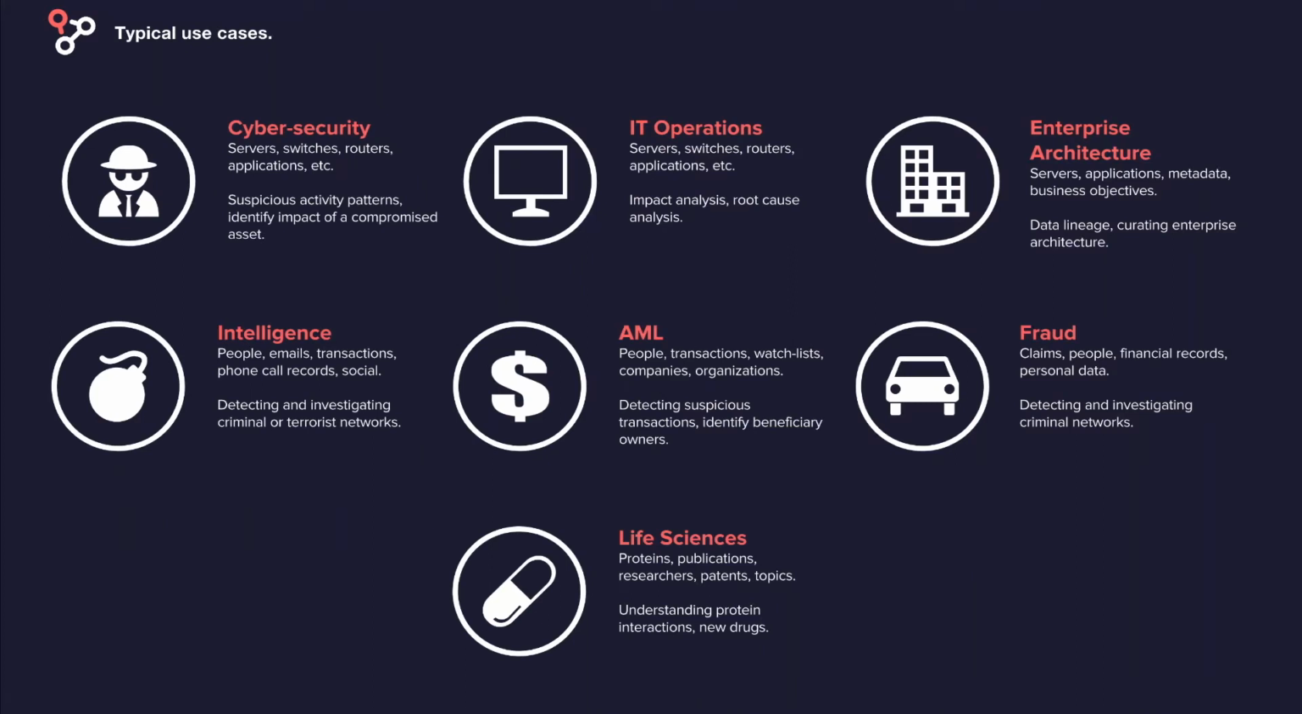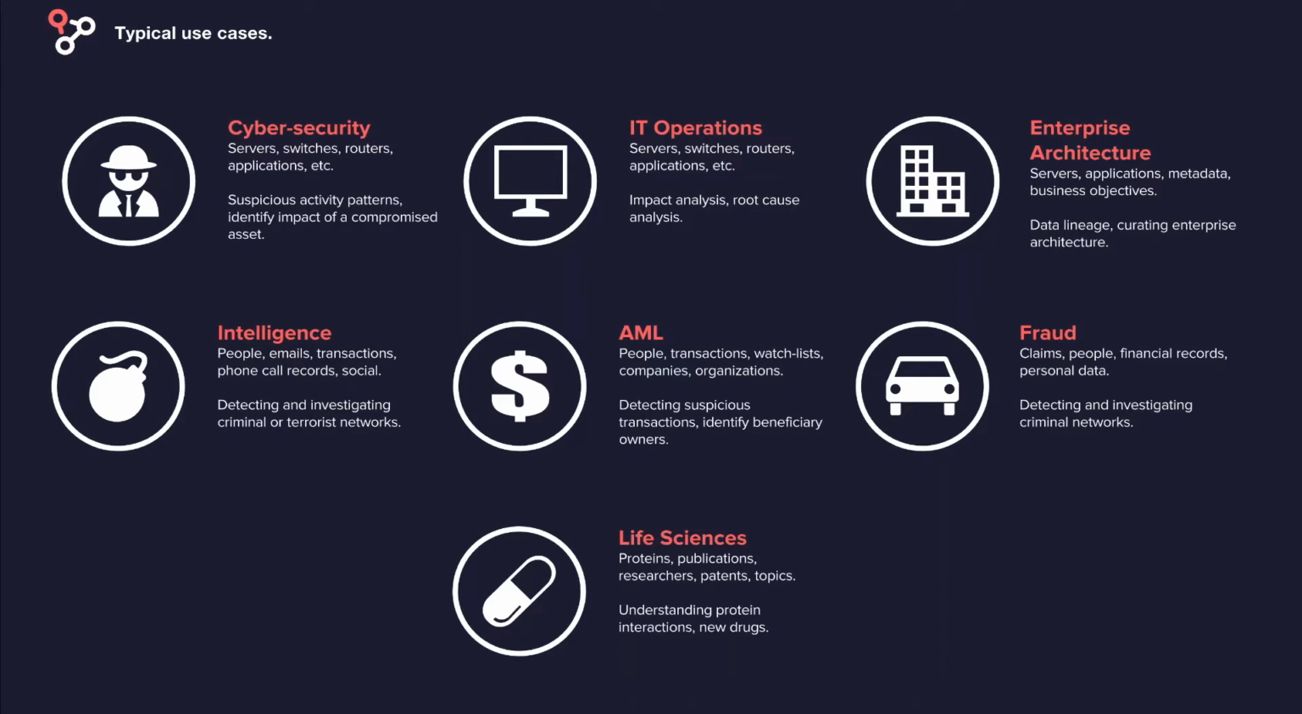So our customers use Linkurious to solve various use cases. For example, we have customers working on cybersecurity. They have servers, routers, applications. This is something you can see on the screen. And they use Linkurious to detect and investigate suspicious activity patterns. With similar data, we have some of our customers who are working on IT operations or enterprise architecture use cases, where, for example, they perform root cause analysis or data lineage.